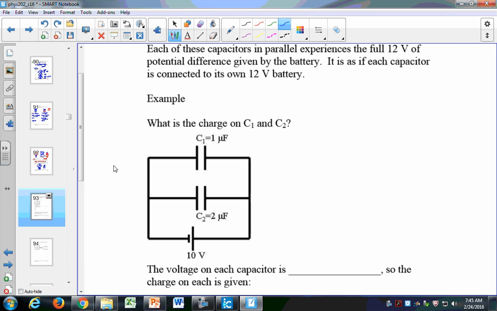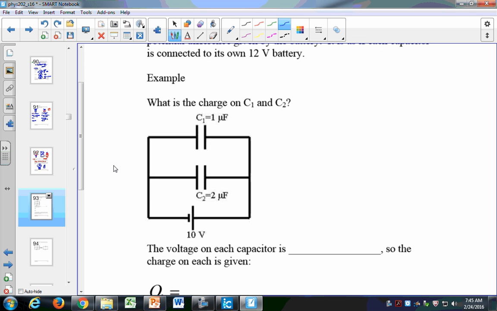All right. So here, let's just do this quick little example. Probably not going to have a simple parallel circuit like this on the test. They're really quick and easy. Probably going to give you one that's a little more complicated, but let's do it just to start. So here I just want to know what is the charge on C1 and C2. Well, you need to recognize that the voltage on each capacitor is going to be the same as the battery.